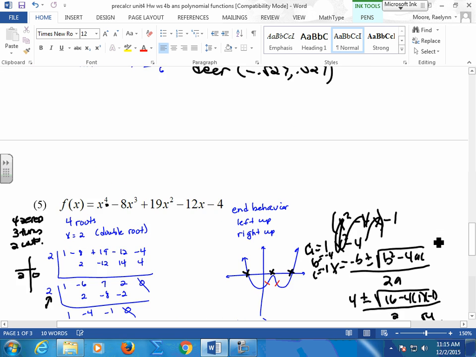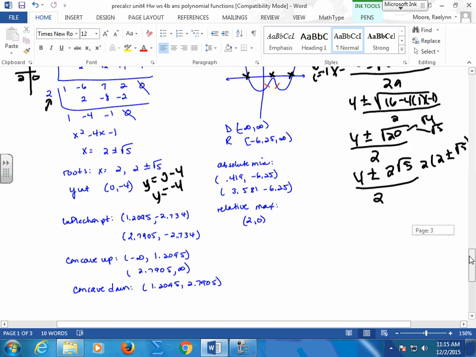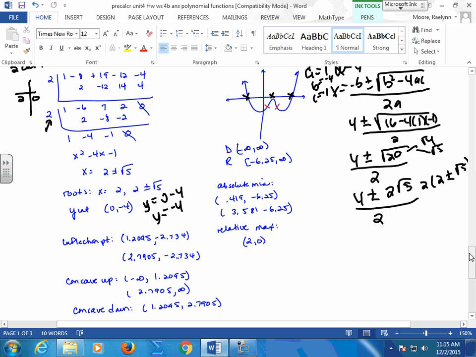Factor out a 2, and now I can take out my 2's. Okay? You sure you kept this a positive? Because the negative of a negative was a positive. I thought it was a negative. But B was negative, but your formula says negative B. So a negative of a negative is a positive.